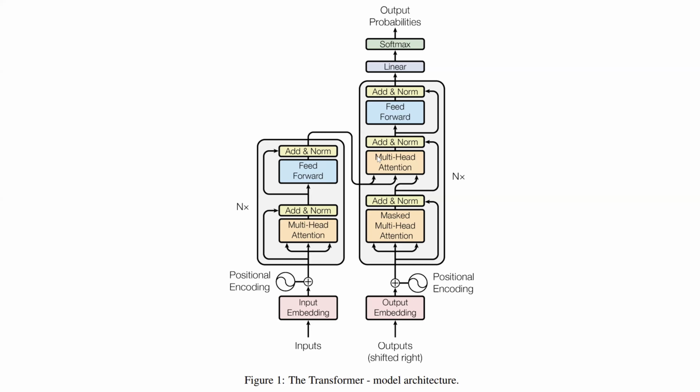And then again, the multi-head attention and the feed-forward layer, and then the linear layer, and we use the softmax to get the output probability. Yeah, this is the big picture of the transformer architecture. So the next step for us is to look deeply into the multi-head attention.